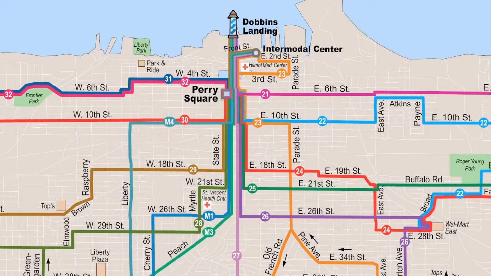I see that the Route 21 bus goes past my house and heads to downtown Erie. I also see that the M3 bus goes from downtown Erie to the Mill Creek Mall. So I'll need to take the Route 21 bus and transfer to M3 to get to the mall.